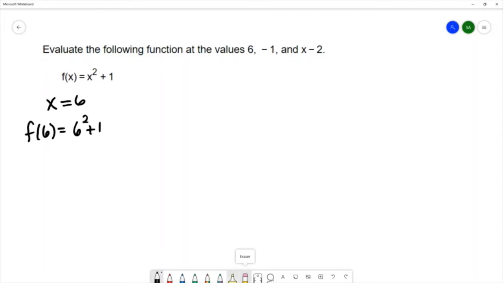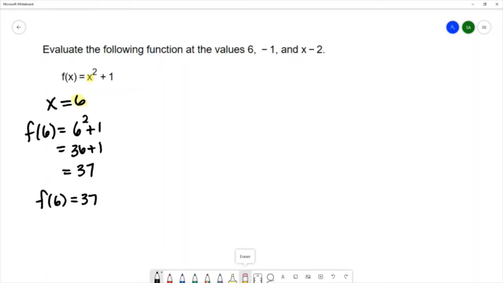So everywhere I see an x in my function, I'm changing that value to 6. 6 squared is 36, and 36 plus 1 is 37. So to evaluate the function at x equals 6, we get 37. f at 6 is 37.